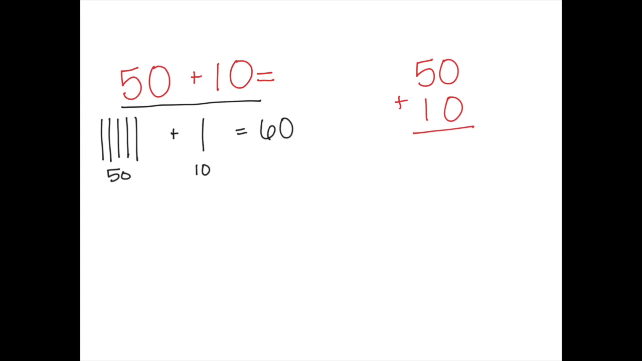Now, of course, you can also use the vertical equation that I wrote over here on the other side of the screen, and we can solve 50 plus 10 by doing a vertical equation. I'm going to split apart my ones house and my tens house. When I add 0 plus 0, well, I know that that is going to stay 0. When I add 5 tens plus 1 more 10, I know that that's going to give me 6 tens.